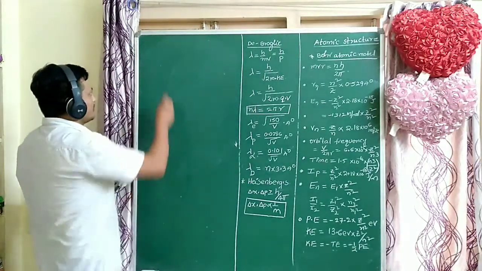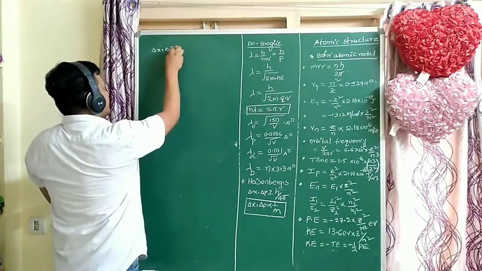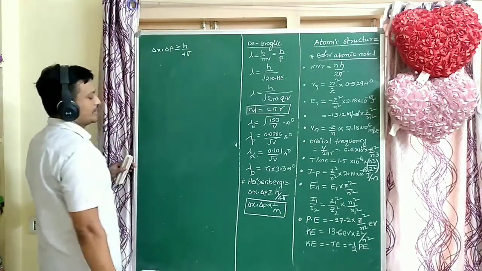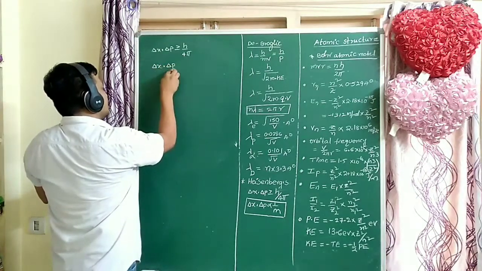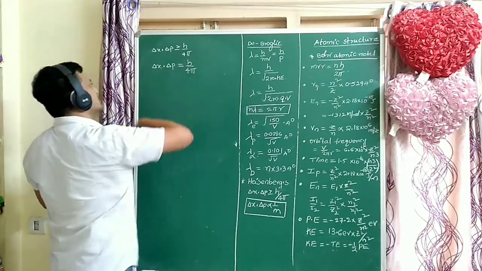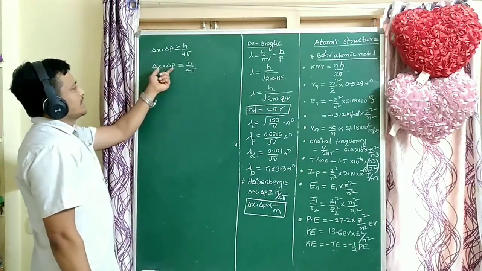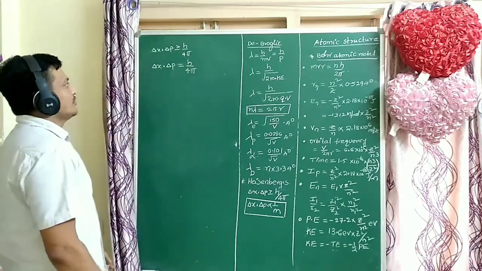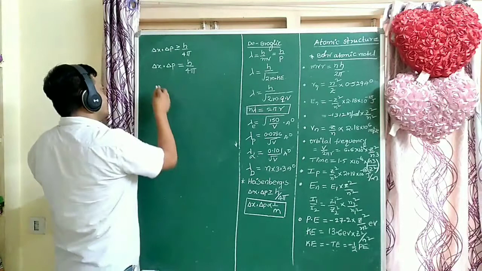So what is the formula? Delta x into delta p is greater than or equal to h by 4 pi. So what is the minimum condition? Delta x into delta p equal to h by 4 pi. This is the minimum value, the minimum value of the product of uncertainties in delta x and delta p. The maximum value is greater than h by 2 pi. So this is very important.